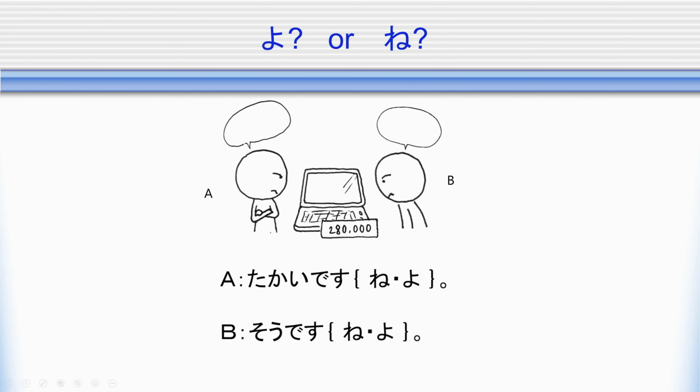How about in this situation? So we're looking at this computer. It's really expensive. A-san and B-san are both looking at it, and A-san says, 高いです. ね? 高いですね? B-san agrees. そうです. ね? So this is an experience they are both sharing in. They are both looking at this computer and thinking about how expensive it is. So 高いです. ね? Is the most appropriate.